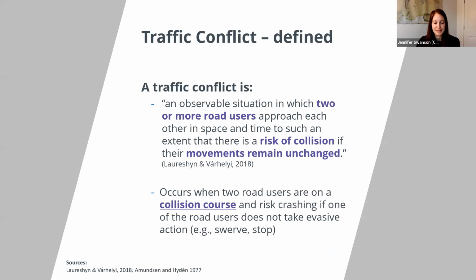So first, we must define a traffic conflict. A traffic conflict is an observable situation when two or more road users approach each other and risk colliding if their movements remain unchanged. An important aspect of this definition is that the road users are on a direct collision course and risk crashing if one of the road users does not take evasive action and change its trajectory. So just as Natalie mentioned, another way to think about traffic conflicts is as near misses.